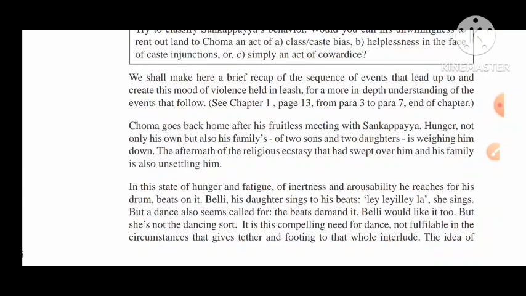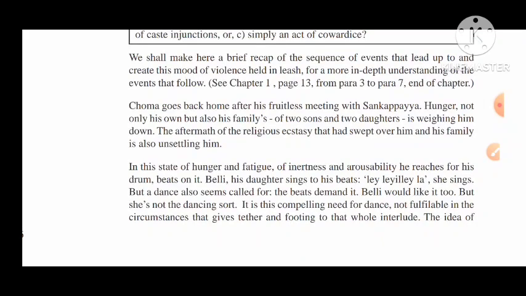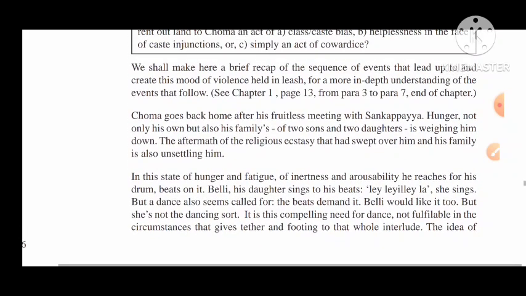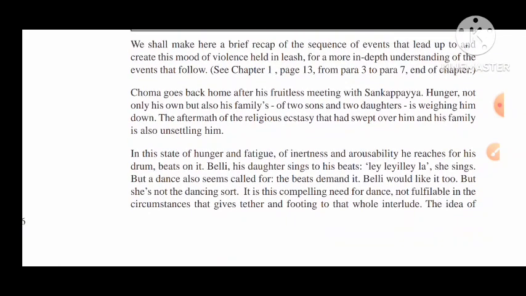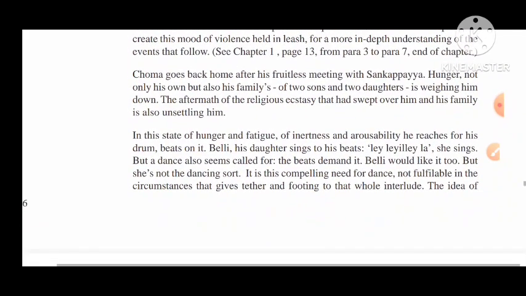We shall make here a brief recap of the sequence of events that led up to and created his mode of violence, for a more in-depth understanding of the events that follow.